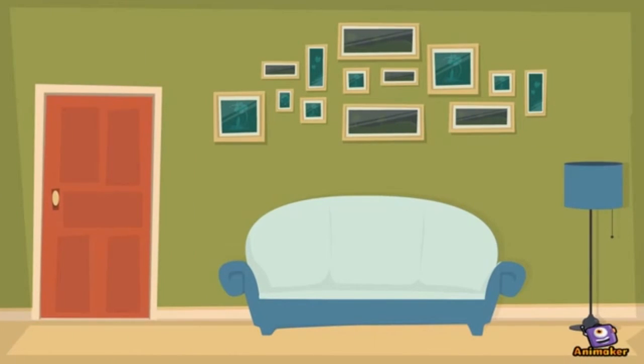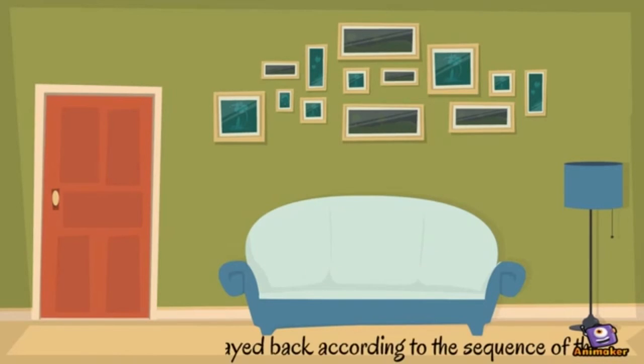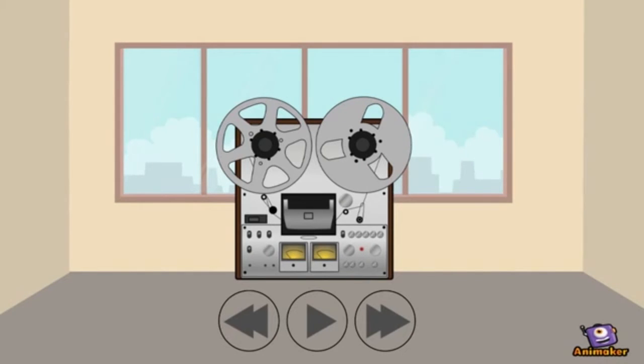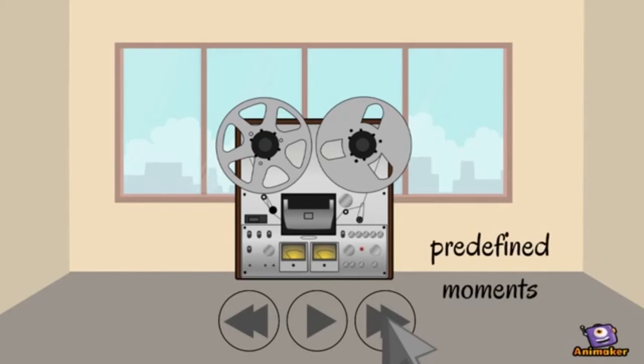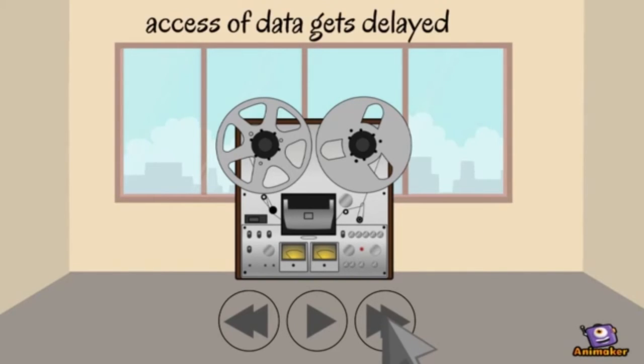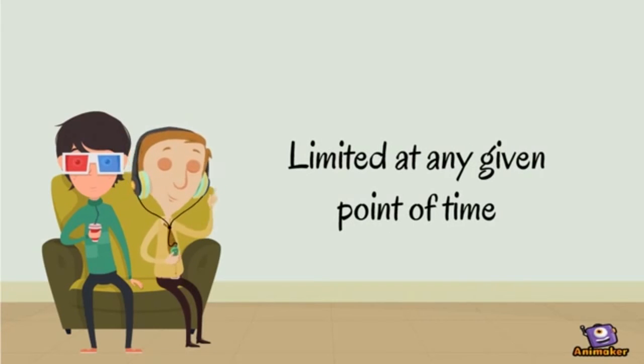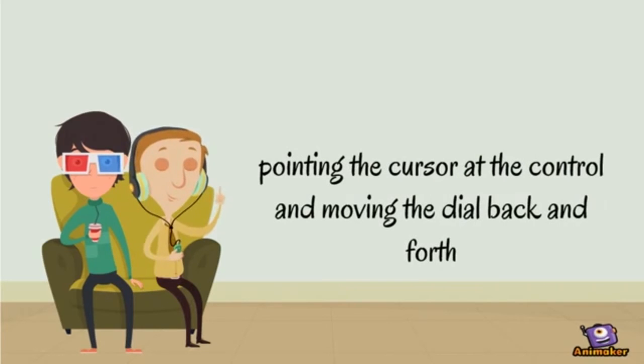The analog format of video and audio media enables the recording of data in magnetic tapes. Thus, the data may only be played back according to the sequence of the data in the magnetic tape. For example, back in the day, you can only rewind and forward tapes at a limited rate and at predefined moments, and thus, your access of the data gets delayed. These days, you can watch and listen to digitally stored video and music and play them at any given point of time by merely pointing the cursor at the control and moving the dial back and forth.